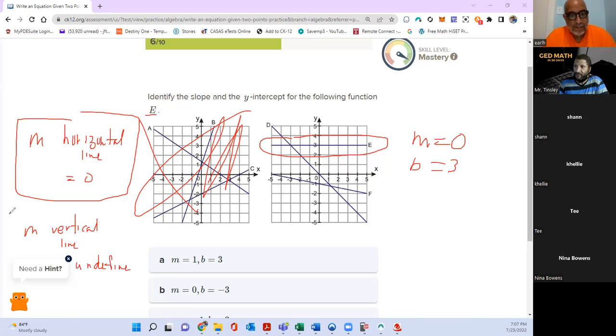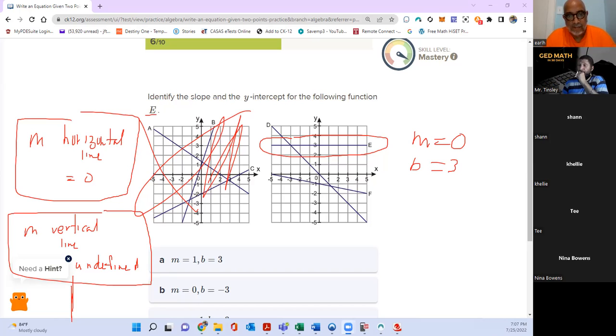Those are two things you have to know about slope. A horizontal line goes left to right, flat, like line E. A vertical line goes up and down. The slope of a vertical line is undefined. So even though this looks like a difficult problem, this is an easy problem.